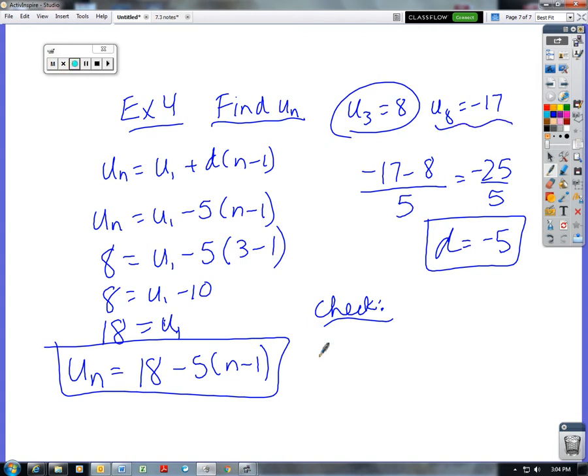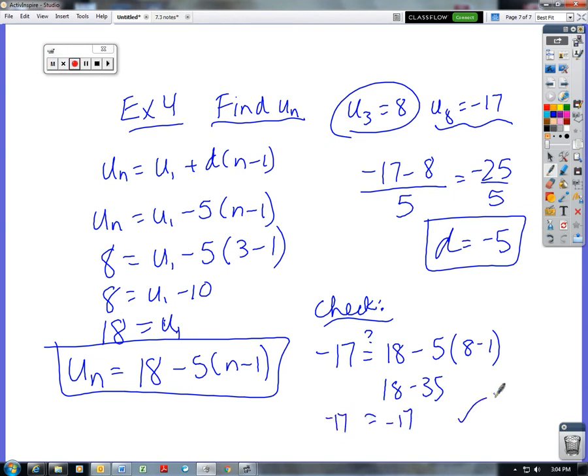So I can plug in negative 17 for my u sub n. u sub n equals 18 minus 5 times the n, which is 8, so 8 minus 1. So that's going to be 8 minus 1 is 7. 7 times 5 is 35. 18 minus 35, let's see, that's 17. So that is negative 17. Doing some subtraction there in my head. So it does check. Yeah, that's kind of a fun problem.